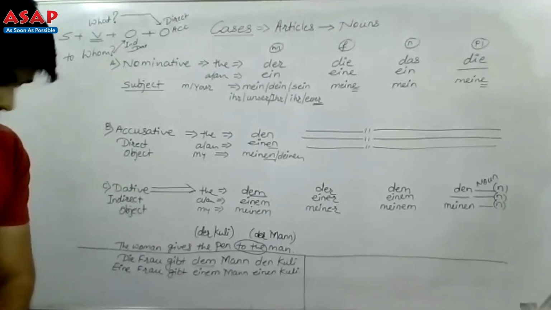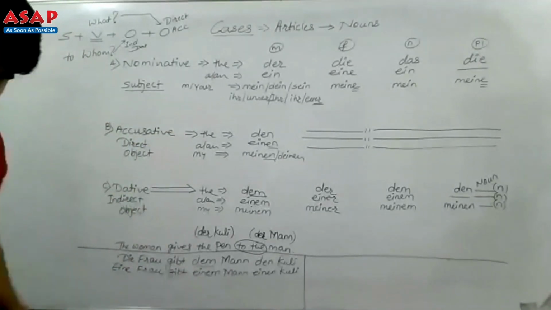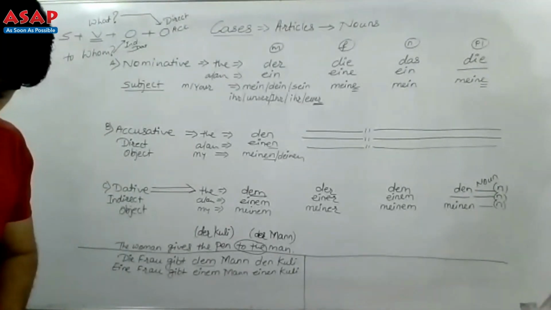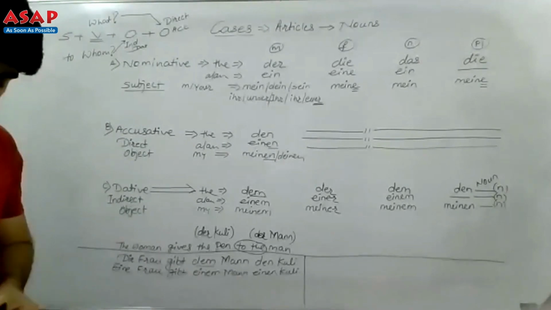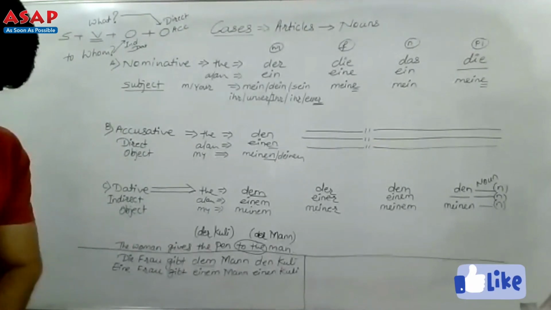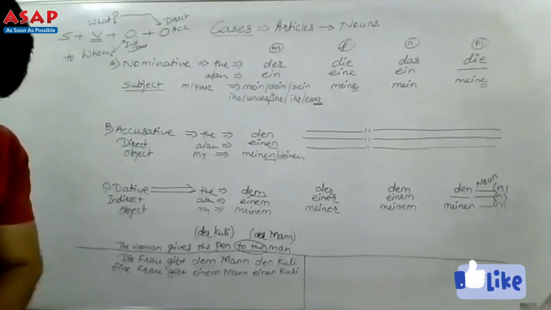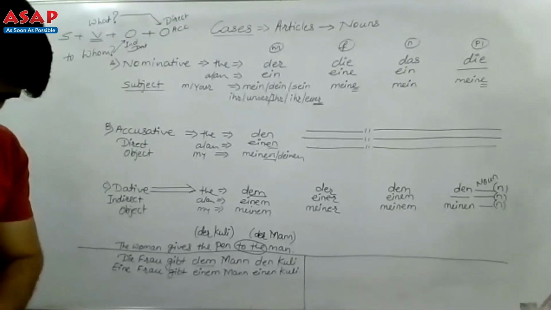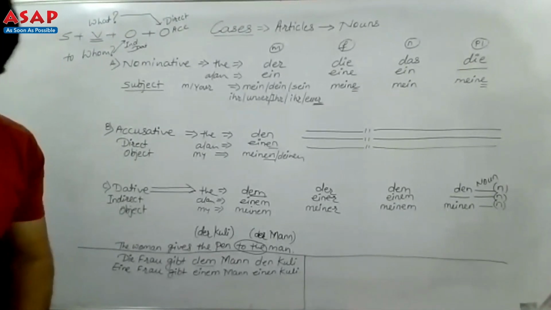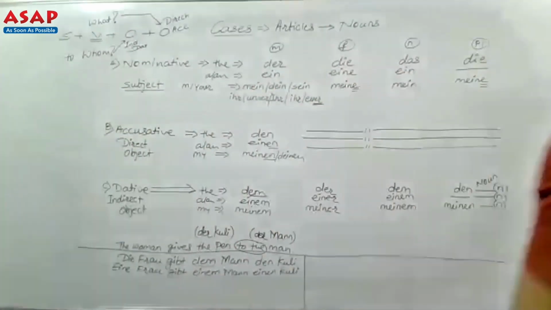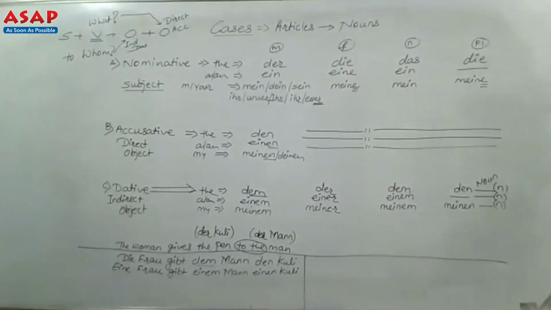How do you frame a sentence with a possessive pronoun? Let's take an example like my sister. My sister gives my pen to my friend. How would you say that? My sister gives my pen to my friend. Meine Schwester gibt meinem Freund meinen Kuli.